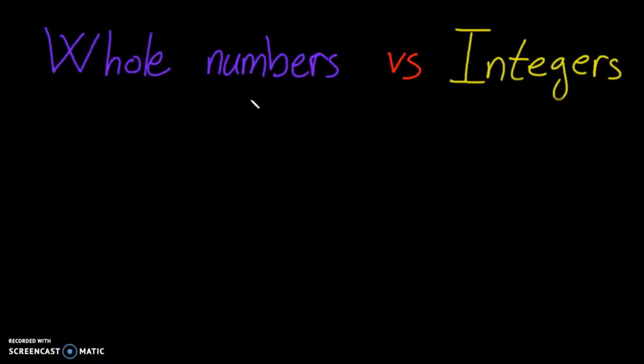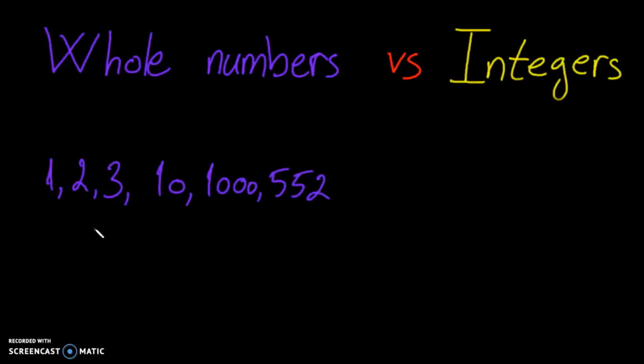Whole numbers versus integers. Whole numbers are all numbers that are greater than 0. So 1, 2, 3, 10, 1000, 552, including 0, and so on.